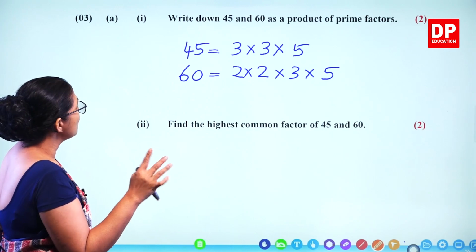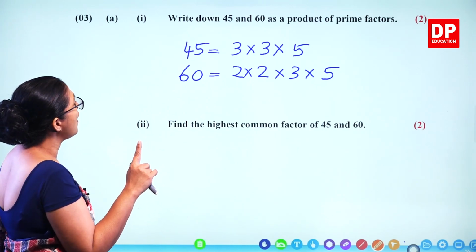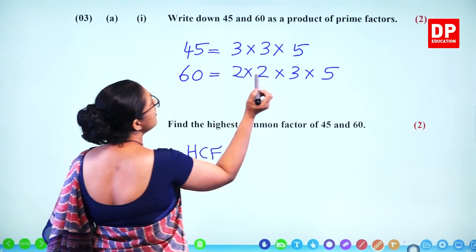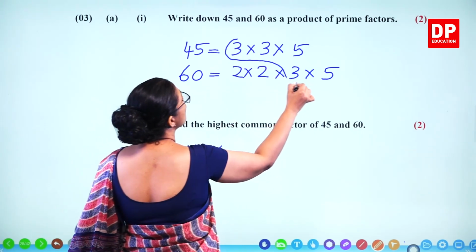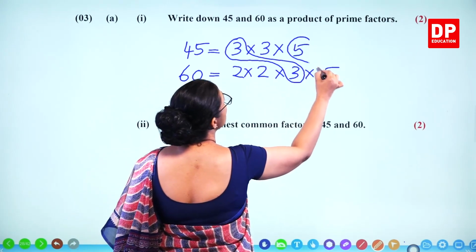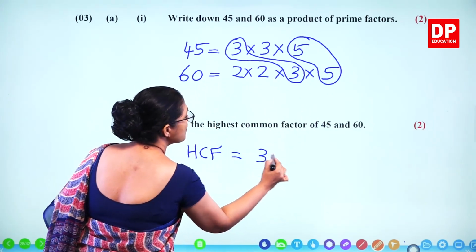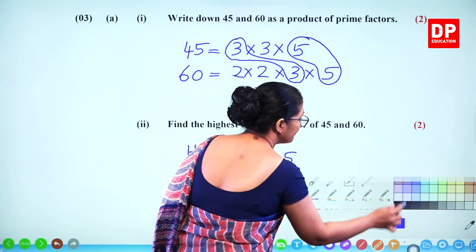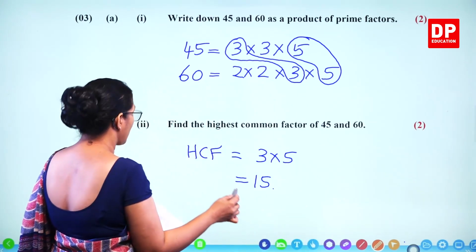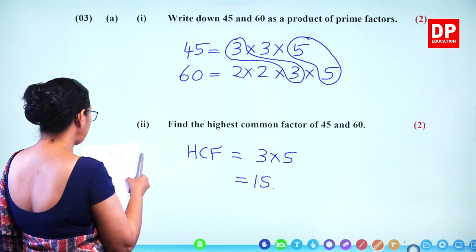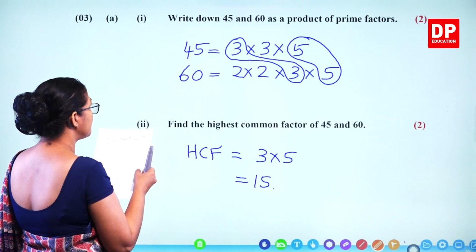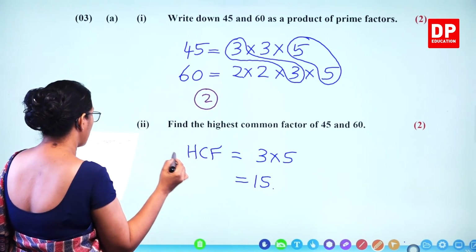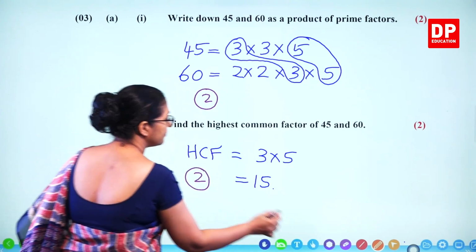So those are the prime factors. Find the highest common factor of 45 and 60. You take the highest one. So 3 is common and 5 is common. So 3 times 5, 15 is the highest common factor. So how many marks? 2 marks for this part, and highest common factor 2 marks.